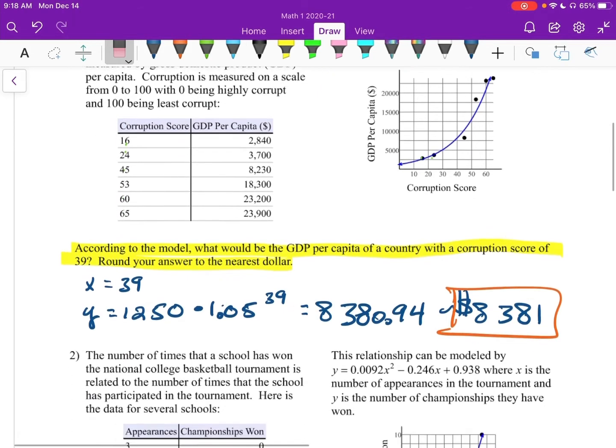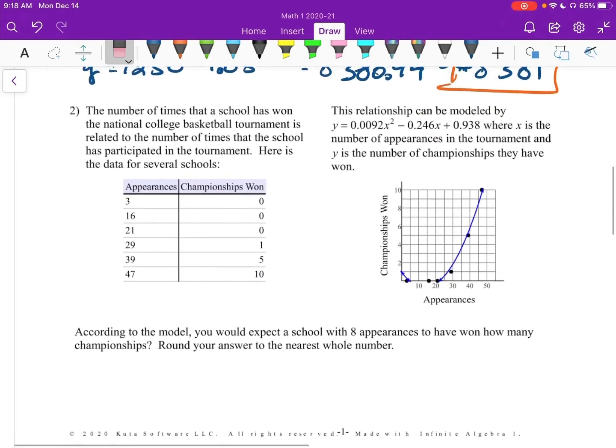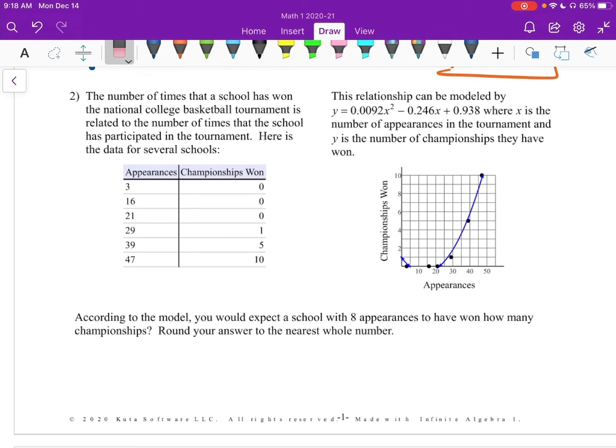So let's continue on to number 2. The number of times that a school has won the National College Basketball Tournament is related to the number of times that the school has participated in the tournament. Here is the data for several schools. Second paragraph: the relationship can be modeled by y equals that very long equation, where x is the number of appearances, and we know from the last problem this is going to be important. x is the number of appearances in the tournament, and y is the number of championships.